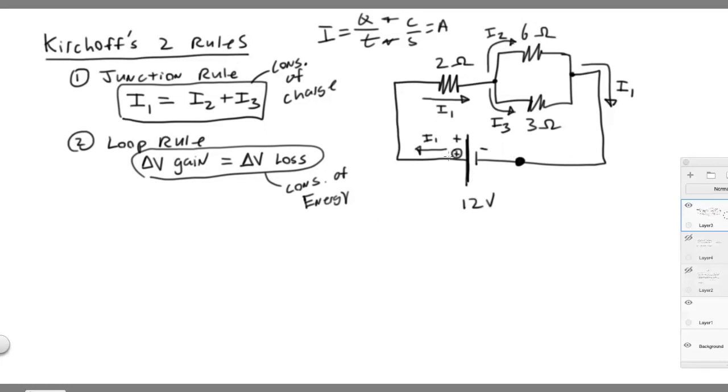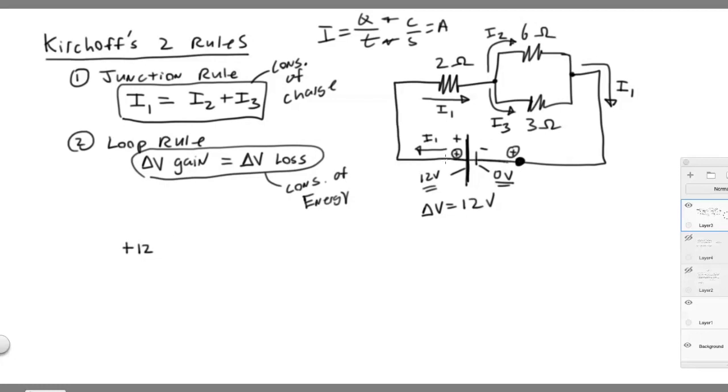All right, so let's actually apply this. So let's do a loop. If that's a 12-volt battery, the easiest way to do that is to say that the negative terminal is 0, the positive is 12. So if we focus on a positive charge crossing this battery, that's going to be a voltage gain. 0 to 12 is a voltage gain. So we'll say plus 12 volts.